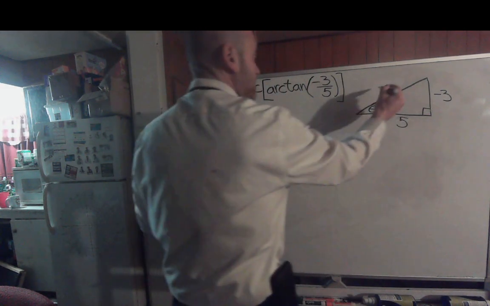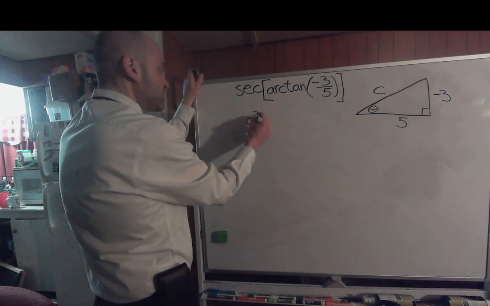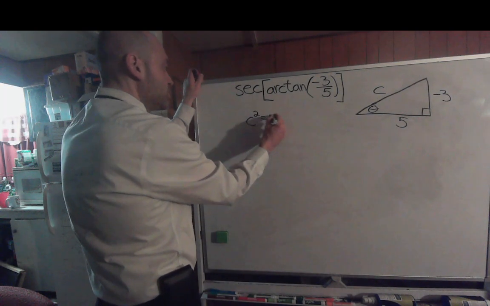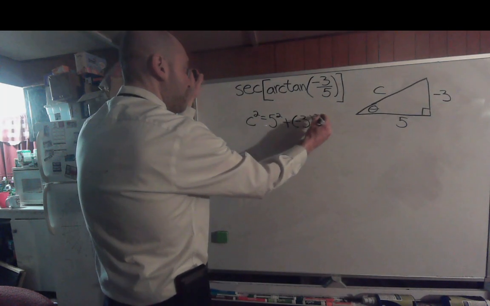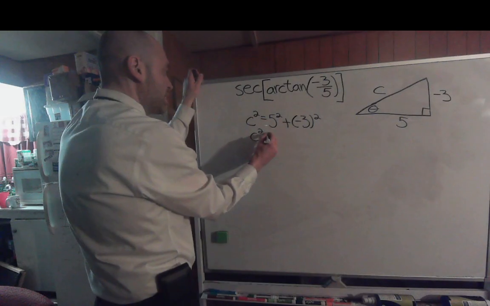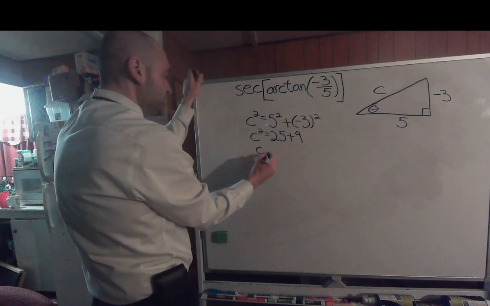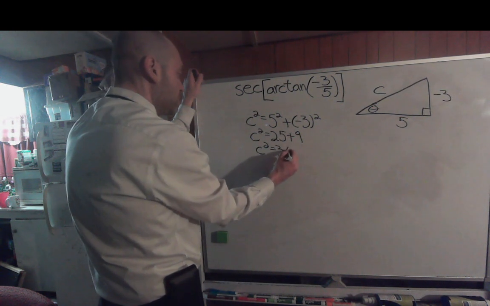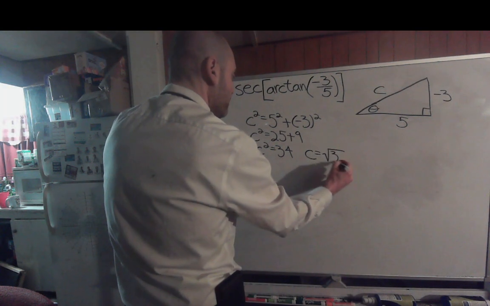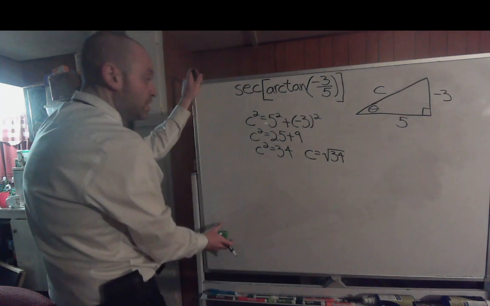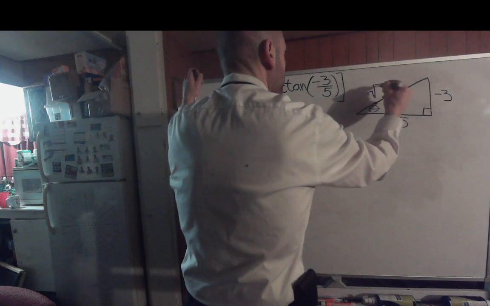Well, we don't know the hypotenuse, that's side C. So that means C squared equals the 5 squared plus that negative 3 squared, which means C squared equals 25 plus 9. So C squared equals 34, meaning that C, the hypotenuse, equals the square root of 34. So the hypotenuse is going to be the square root of 34.